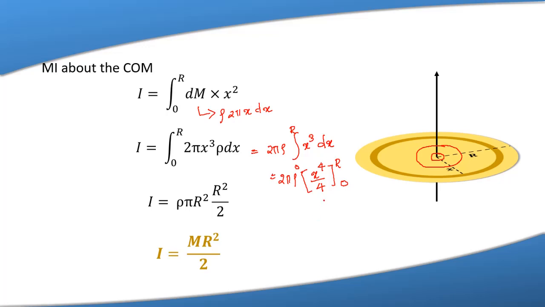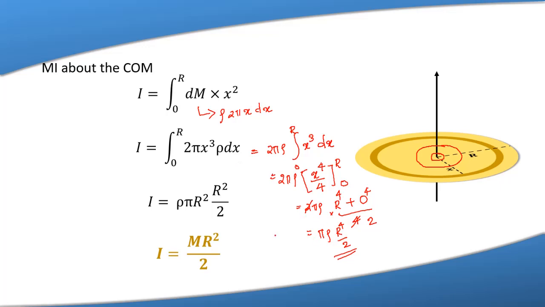On giving the upper limit, this will give me 2 pi rho into r to the power 4, plus the lower limit is 0, nothing is going to change, divided by 4. So can I cancel this out and write it as 2? So here my answer will become pi rho into r to the power 4 divided by 2. This is the answer for my integration.